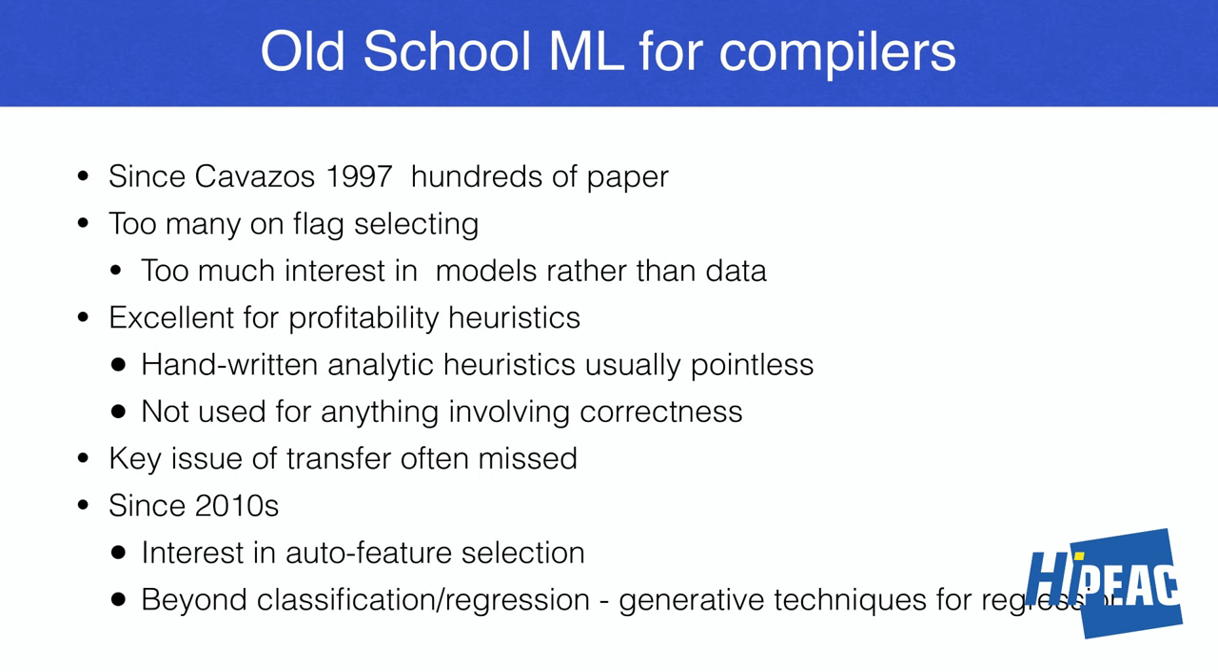Is it a good idea to try this or not? But it's not used for anything involving correctness, because it's a bit scary to use it for rewriting your avionic code. The key issue of transfer is often missed. If I develop a model for my system here, can I use it for another system over there? We don't look at that so often. But since 2010, the interest in auto-feature selection has really been coming forward, rather than hand-coded techniques. And we're looking beyond classification and regression to generative techniques. In other words, how can we generate programs rather than decide yes or no on them?